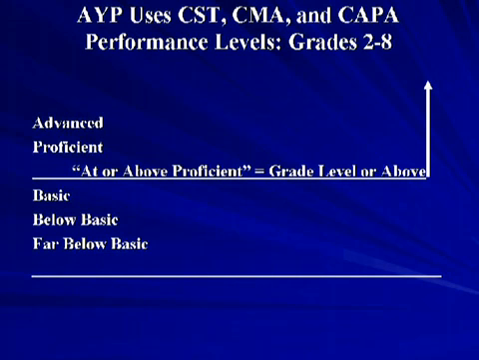And the way that AYP is different is that for AYP, for adequate yearly progress, they're only looking at or above proficient. So they're looking at proficient and advanced only. So when you see the results, it'll say the percentage of kids that are at or above proficient.